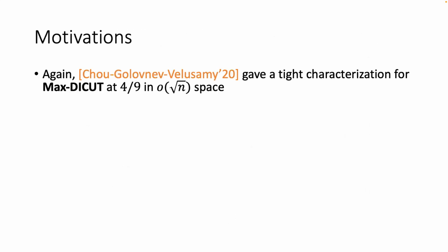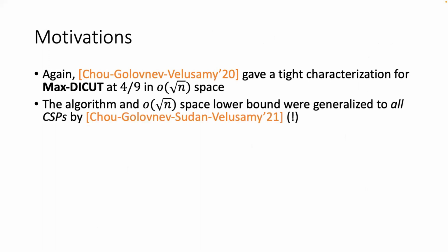Okay. Yeah, and I want to say a little bit more about why this is interesting also. So again, there was this result from a few years ago that showed that 4/9 is the best you can do in square root n space. And this was subsequently generalized in a very significant way to every finite CSP of every arity, every predicate over every alphabet. And they showed a similar thing: either you have a log space algorithm or you have a square root n space lower bound. And you can think of this as an analog of the famous dichotomy theorem of Raghavendra for SDPs, but in this model.